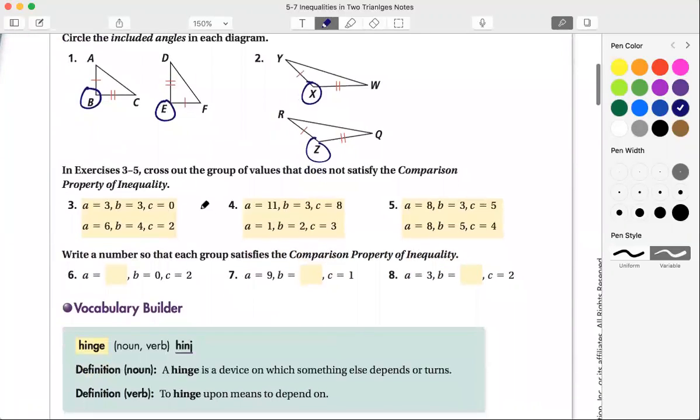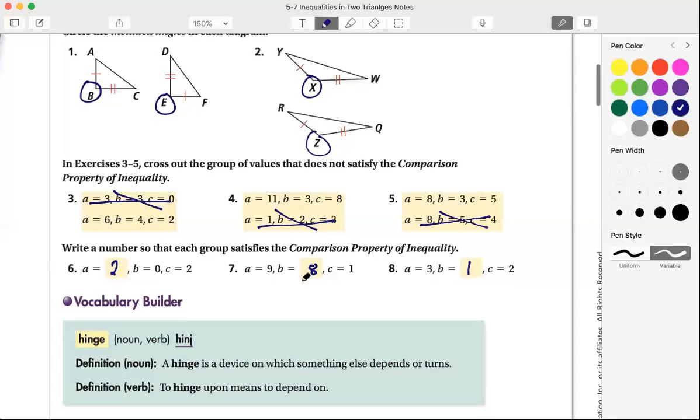All right, exercise 3 to 5. Cross out the values that do not satisfy the comparison property of inequality. All right, this does not satisfy, this does not satisfy, and this does not satisfy. So write a number in each group that does satisfy. So in order for this to work, A equals 2, and this one, B equals 8, and in this one, B equals 1. Okay.